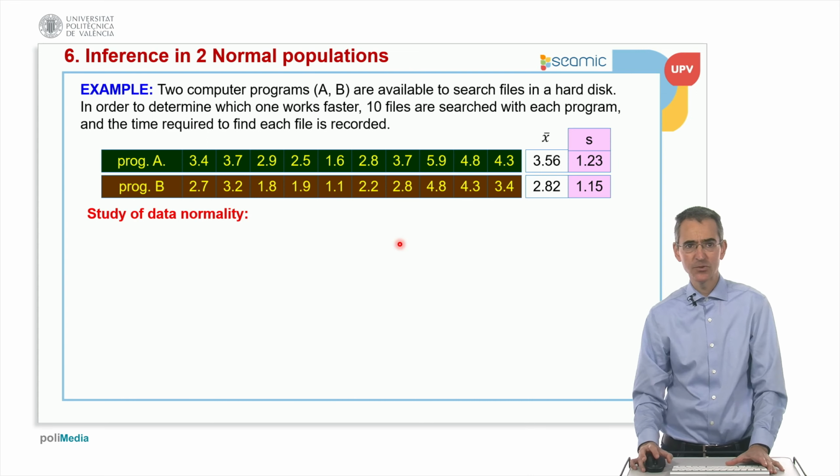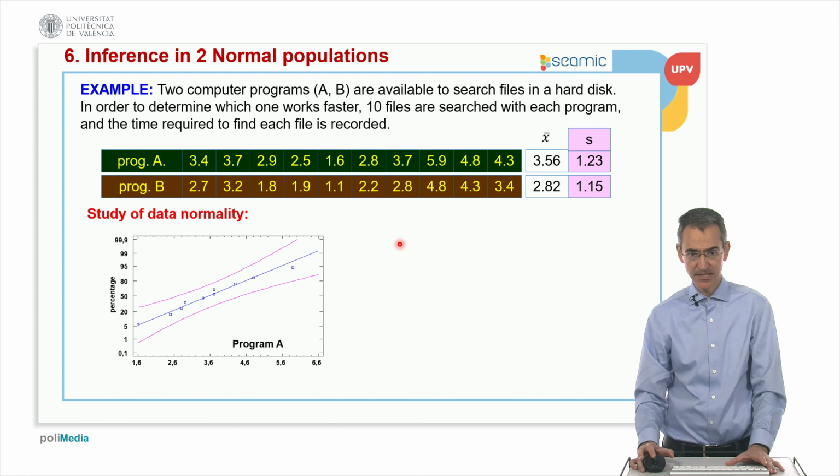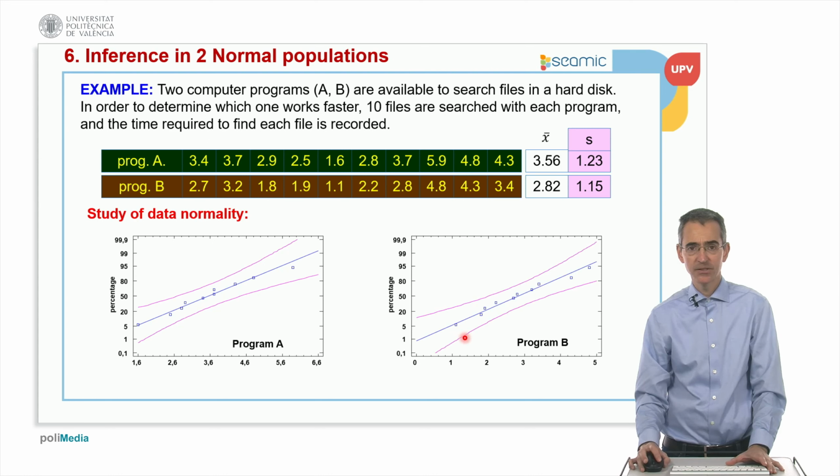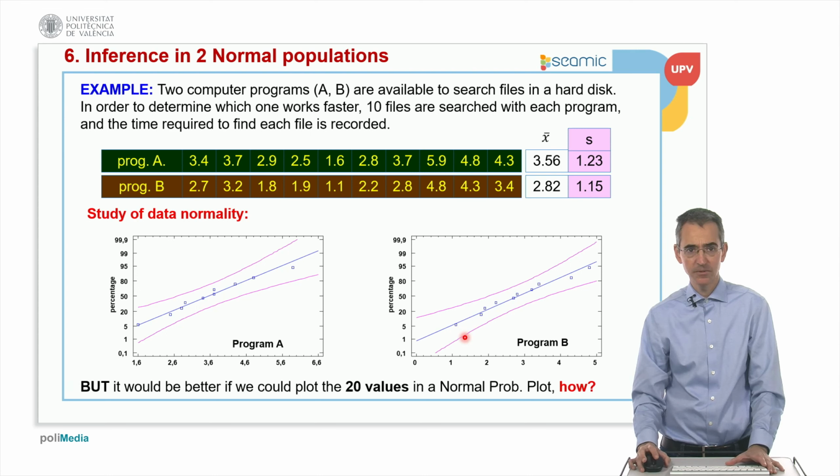The first step is to study data normality, because the formulas that we apply assume normality. We can make a normal probability plot with the 10 values from program A, which is this one. It's not too bad. We can assume normality. And these are the 10 values of the second program on a normal probability plot, which implies that more or less the hypothesis of normality can be assumed.